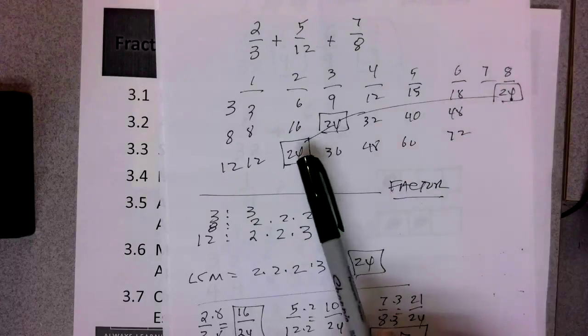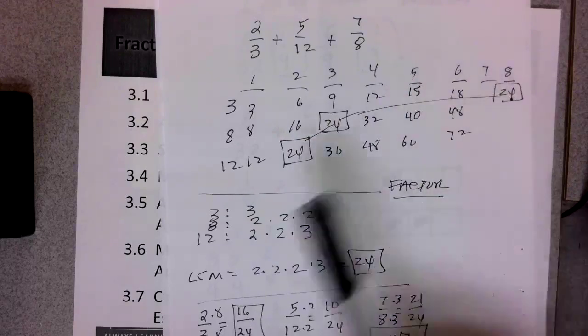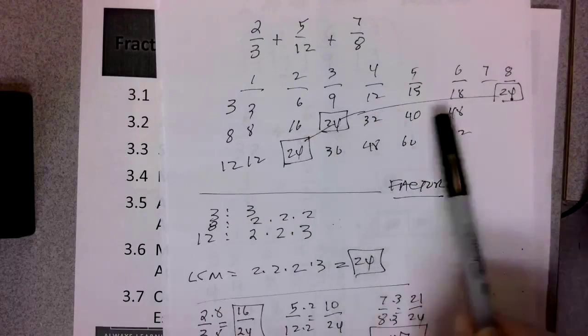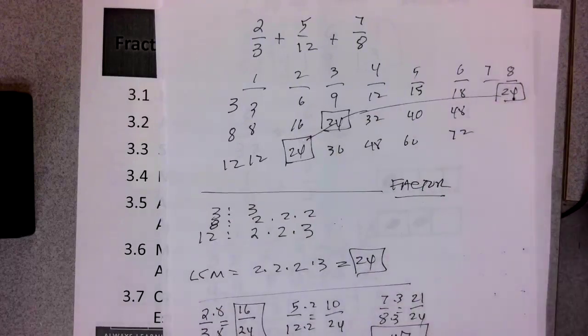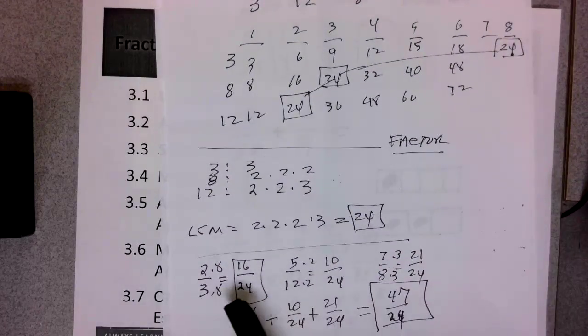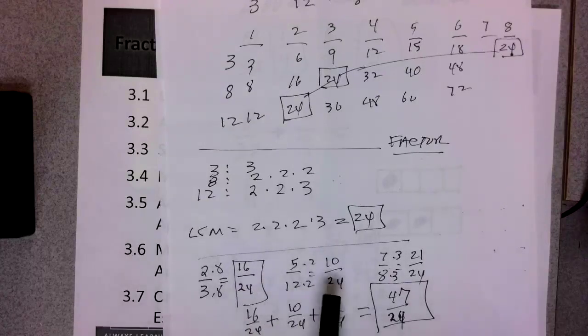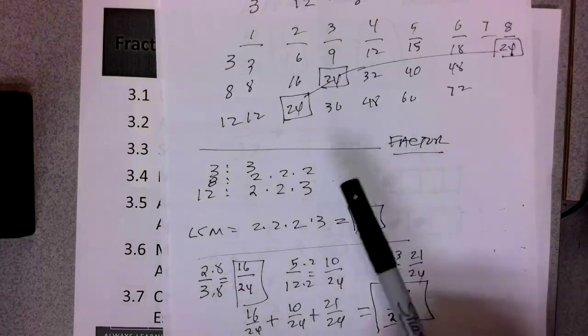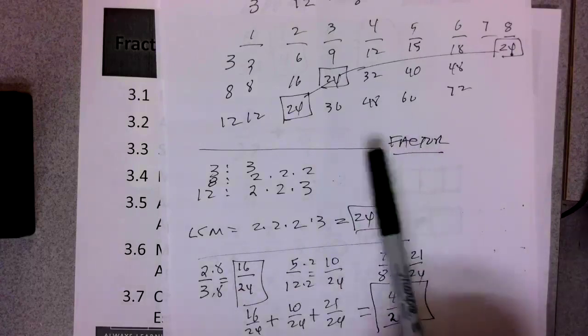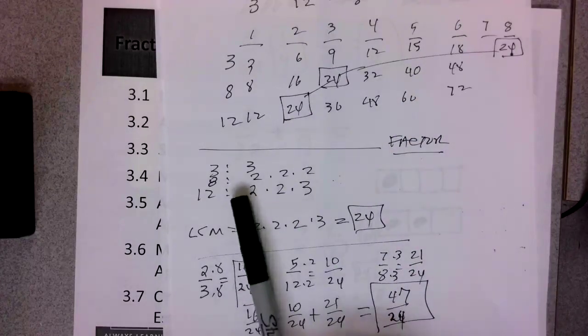And the first common multiple that we discover is 24. Therefore, it is our lowest common multiple. And that's the value we will use when we create our equivalent fractions below with denominators of 24. Now, an easier way to do this is to use factorization.